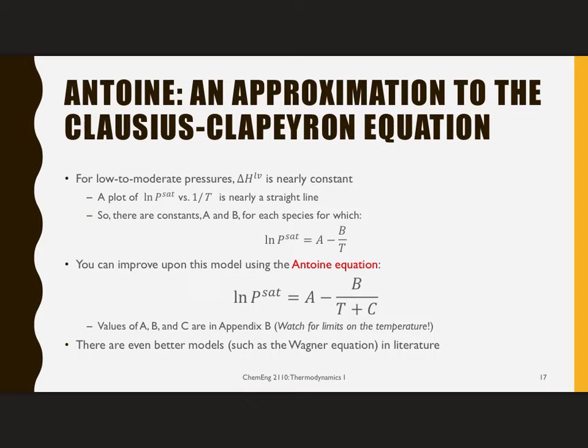The Antoine equation works pretty well, but you can do even better. The Wagner equation is one that you'll frequently bump into in the literature. It has a couple of extra constants that it's fitting, and it does a really great job. But again, the idea here is it's empirical, it's fit to real data.